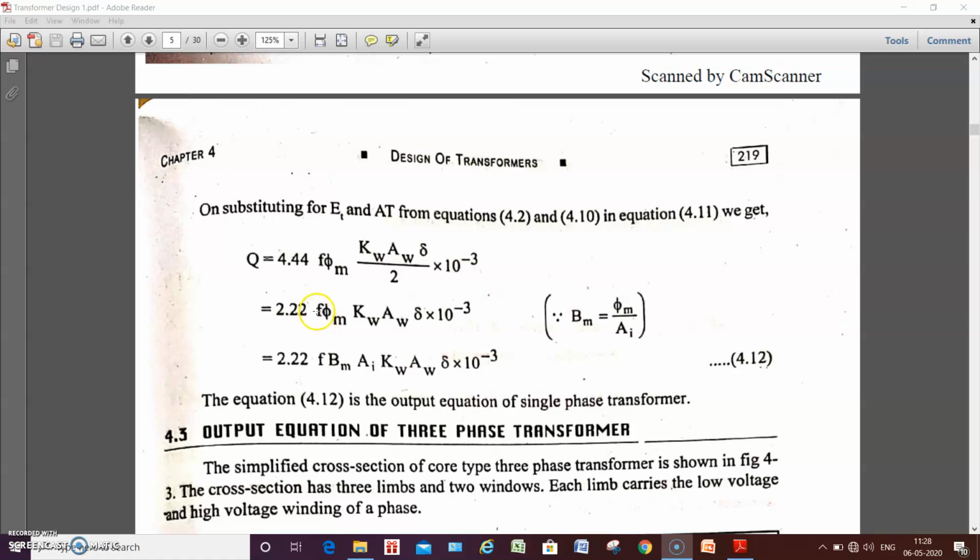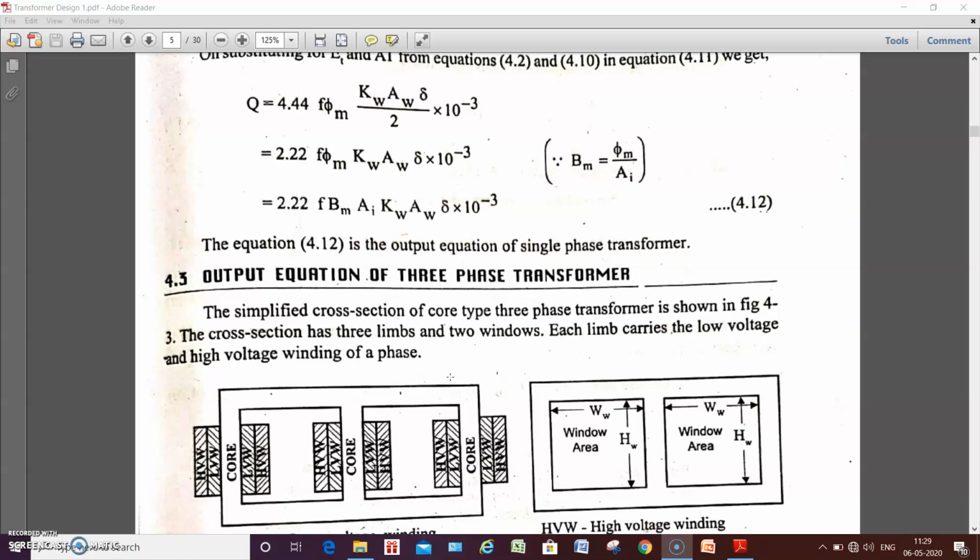So you can write this flux in terms of flux density into area. Flux density is flux per area, so phi m is Bm into Am. So we are writing in terms of flux density, since usually in the problem, flux density may be given. So this is the output equation of a single phase transformer.